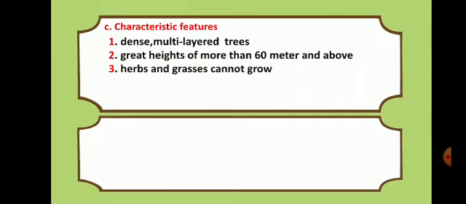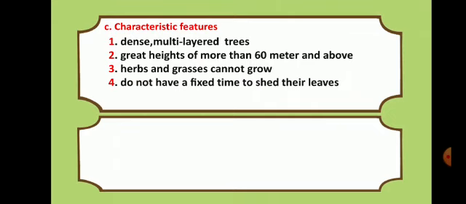Next you can see the carpet layer of herbs and grasses cannot grow. Why can they not grow? Because of the dense canopy of trees which does not allow enough sunlight to reach the ground. So the forest is so dense and multi-layered that the sun rays will not touch the ground. As a result, you can see the herbs and grasses cannot grow here.